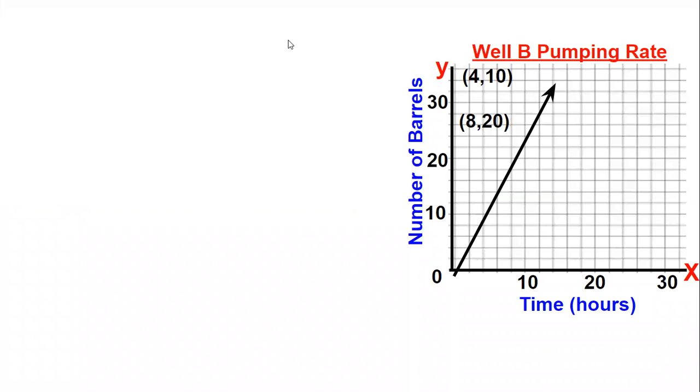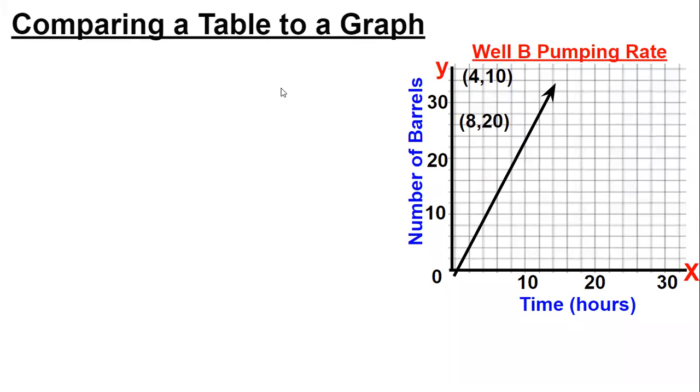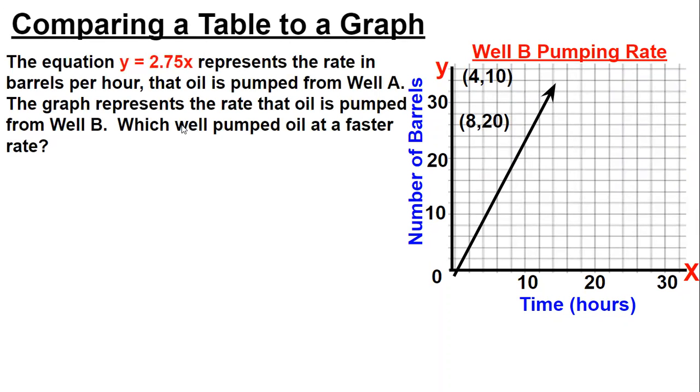Okay, here's a graph. Let's take a look at it so we can understand what it is. What's it talking about? What's its scale? Well B pumping rate. So we have a graph of well B. So as time increases, the number of barrels of whatever, probably water, also increases. It's a direct relationship. So let's take a look at the problem. Here's a table. So the equation y equals 2.75x represents the rate in barrels per hour that oil is pumped from well A.